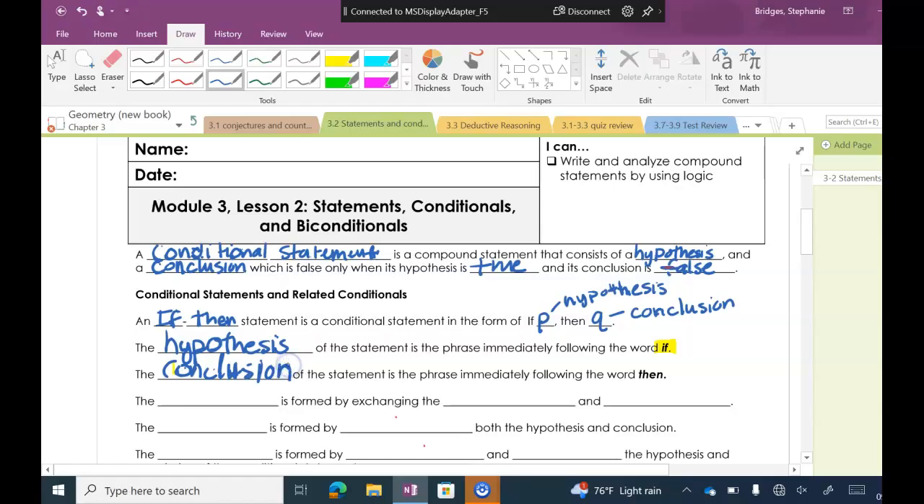The conclusion is the statement that comes directly after the word then. So if the hypothesis, then the conclusion. And it's important that you know that because we are going to write some related conditional statements based off of the hypothesis and the conclusion.